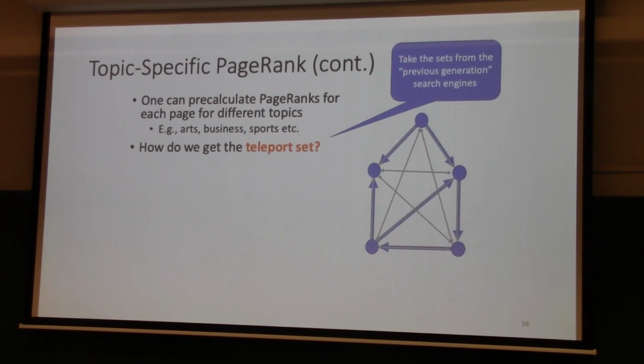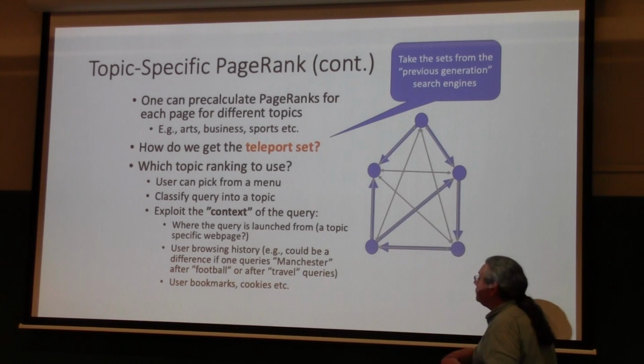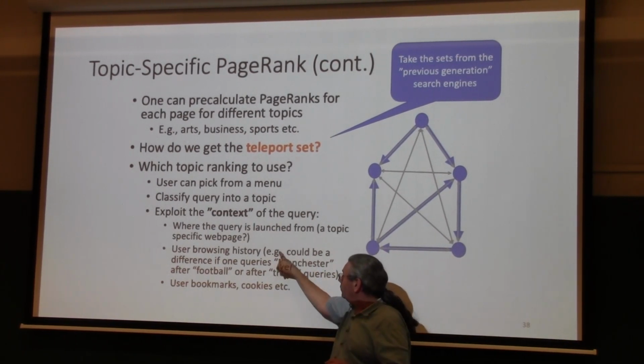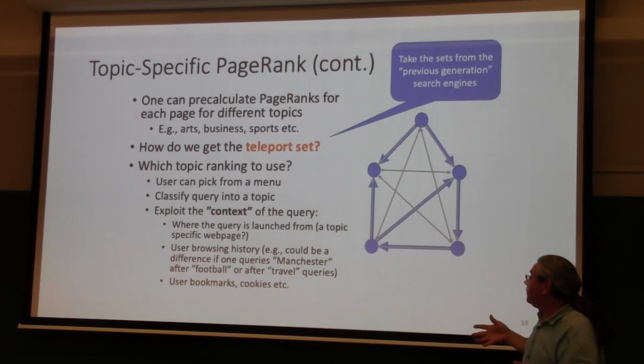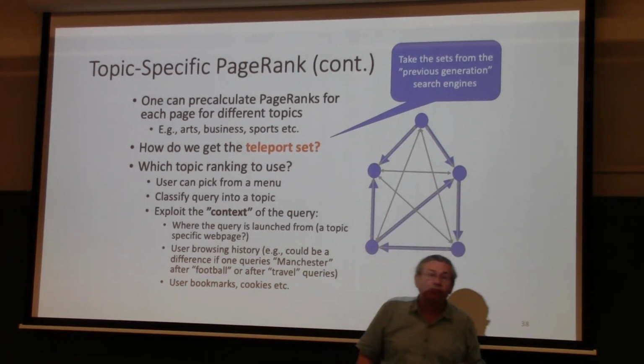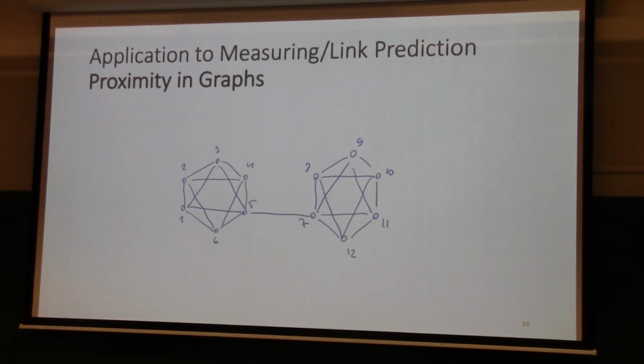How do we get this teleport set? Well, there's different ways. You can use classic techniques from older search engines. You can look at the content of the pages for that. You could also look at who is making the query. You can look at browsing history. If I type Manchester, what do I mean? Do I mean the football team, or do I mean the city, Manchester? Well, it depends on my browsing history, maybe. So there's many ways to do that kind of stuff. And that's how topic-specific works.